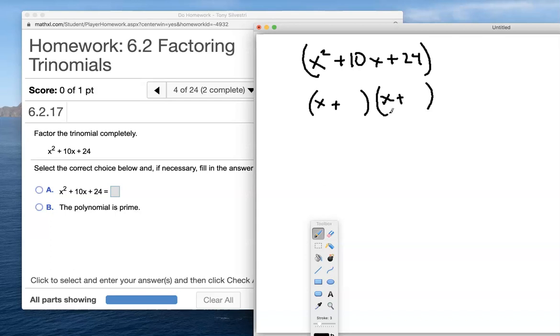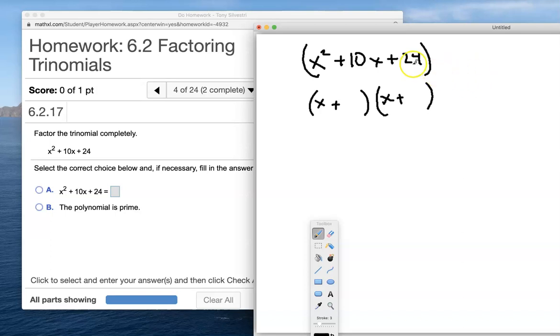You've got to know your times tables. You could say 1 times 24, 2 times 12, 3 times 8, 6 times 4. Now, all those numbers I just yelled out multiply out to be 24, but only one of those pairs add to be 10, and I think you're going to remember 6 and 4.